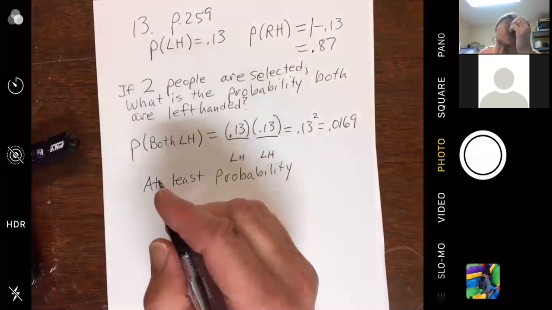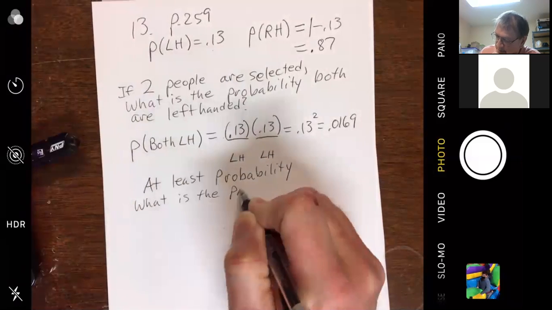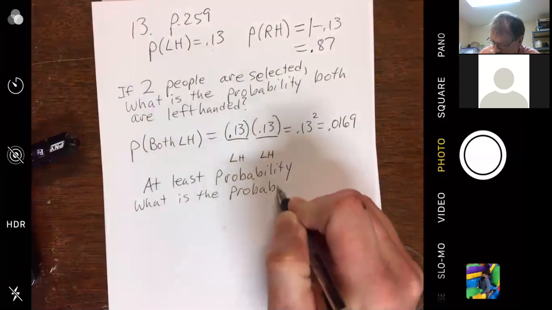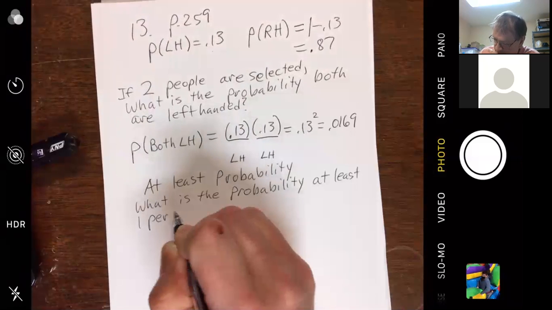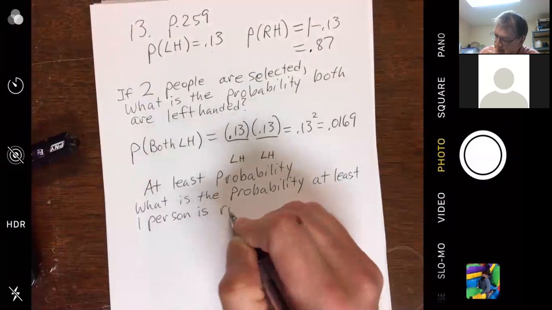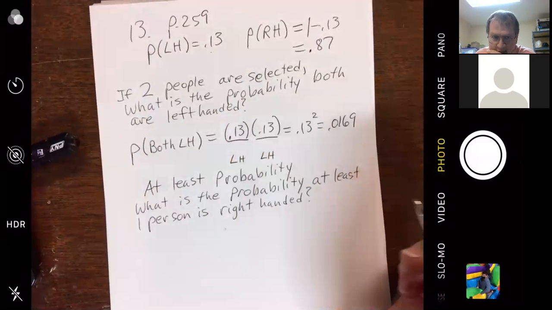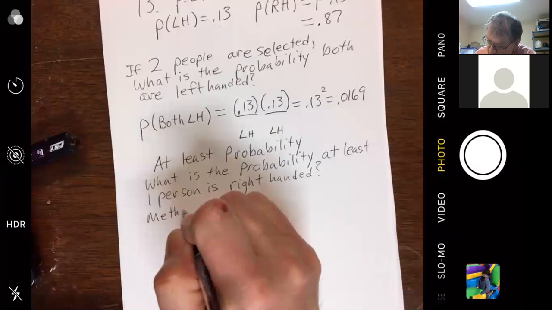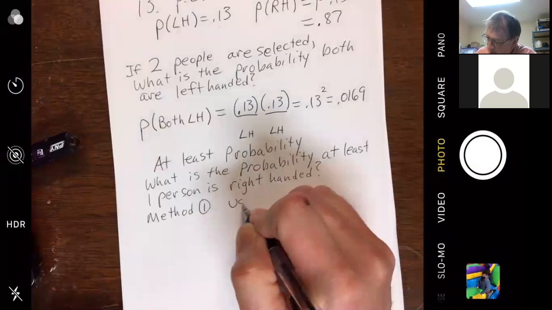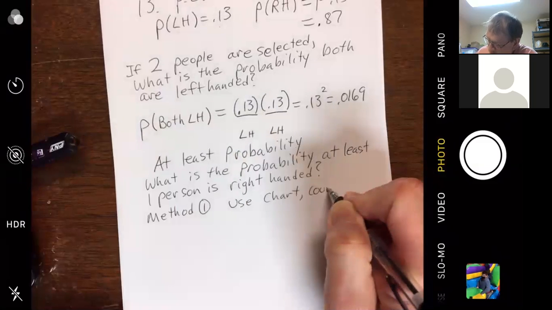They ask, what is the probability at least one person is right-handed? Okay, method one. Use the chart, count outcomes.